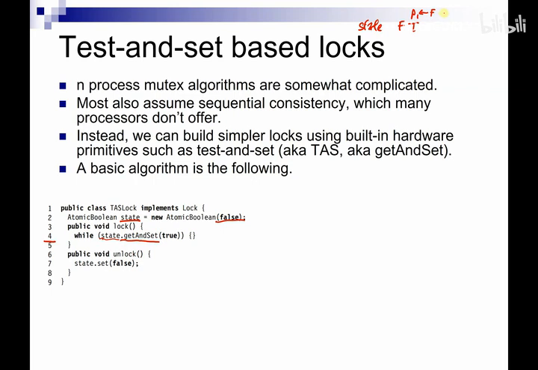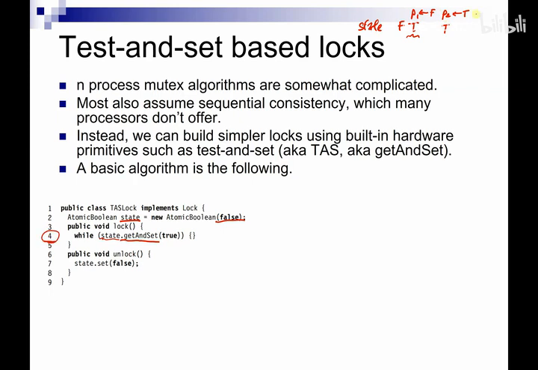Now later on, you have another process, P2. He's going to do his get and set, but now state has already become true. So when P2 does his get and set, he's going to see true, and state continues to be true because of this get and set. Because P2 saw that state is true, he's going to wait at this line 4 here.